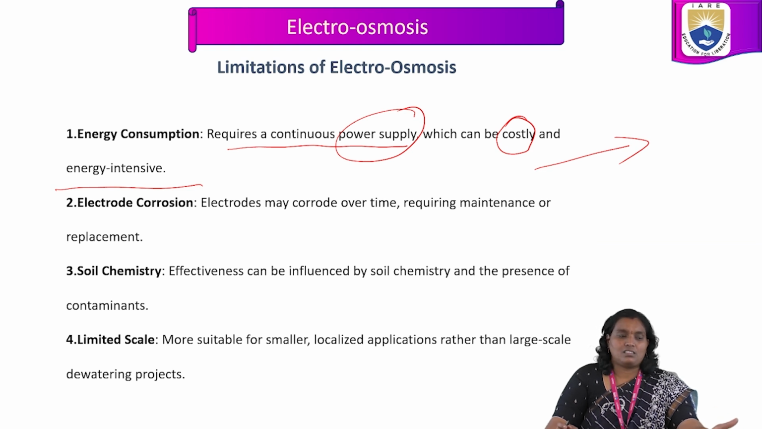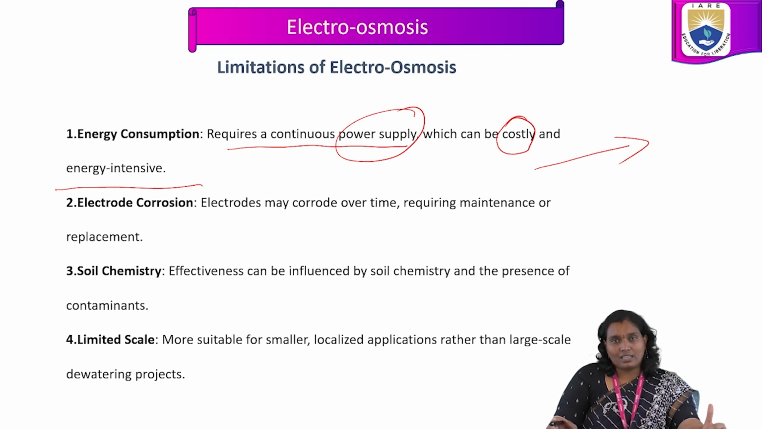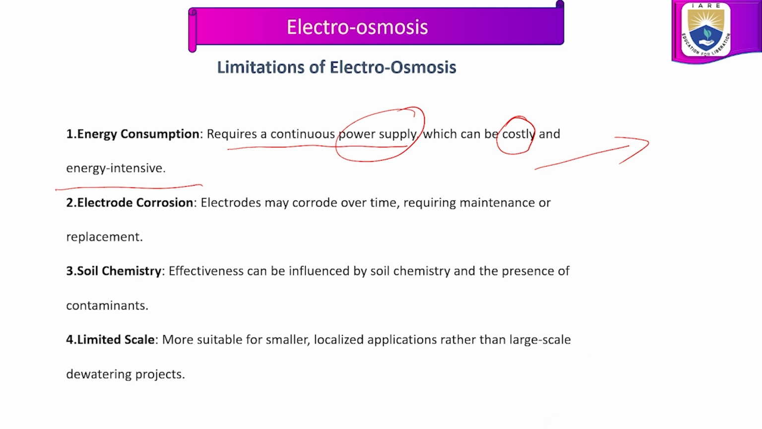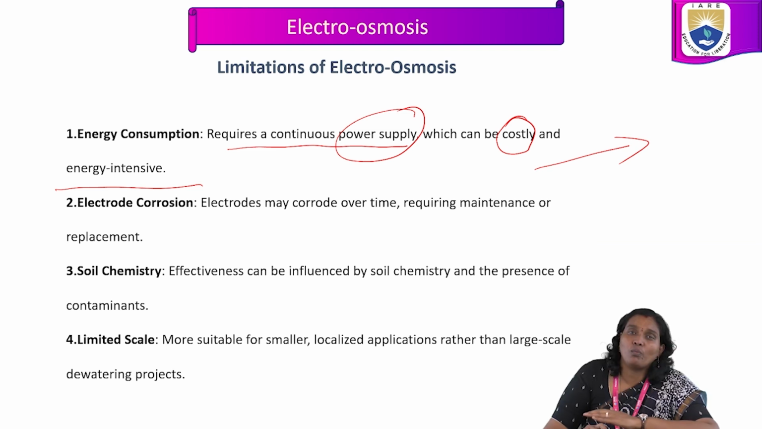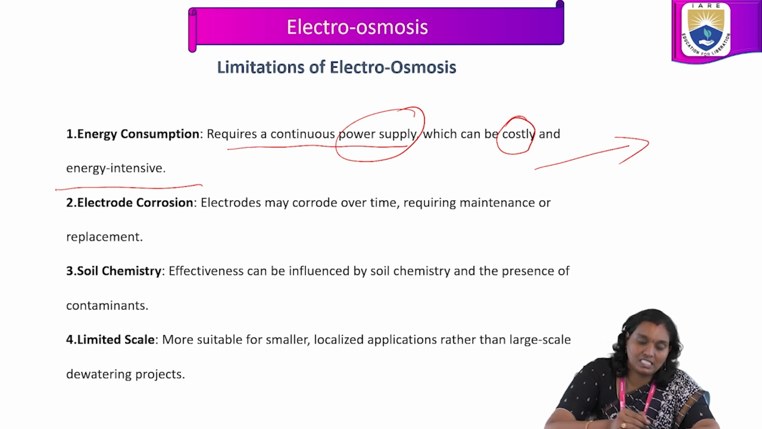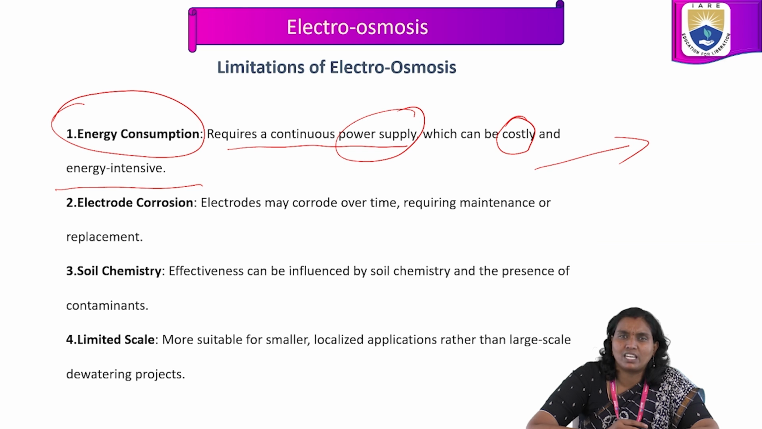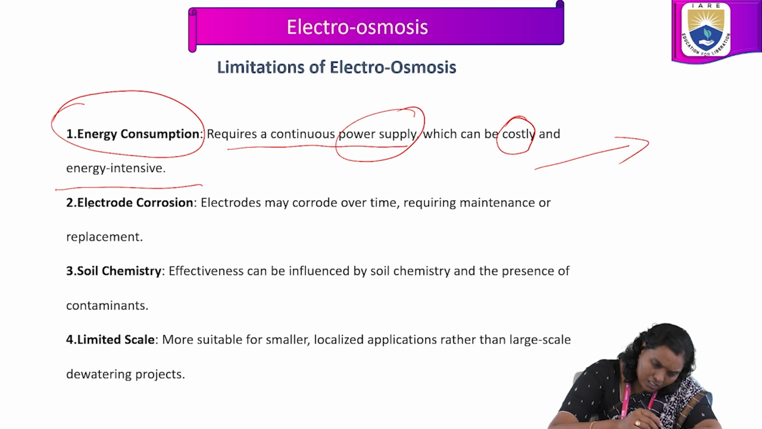So instead of this, if the possibility is there, we may conduct the traditional dewatering technique, which may give results at maybe less cost. It depends upon which type of project and which region. Based on that particular locality, soil conditions also play a vital role in adopting electro osmosis. This is one of the limitations for adopting electro osmosis as a dewatering technique.